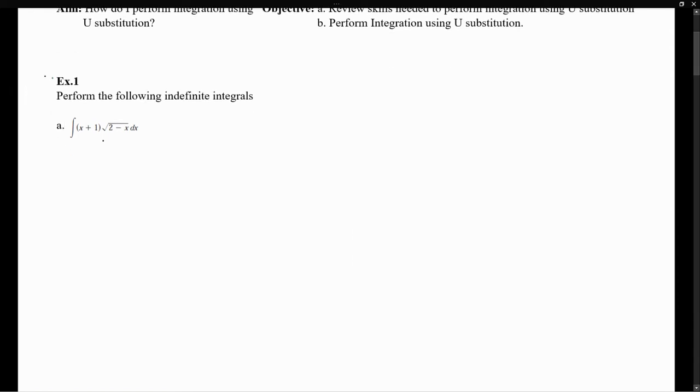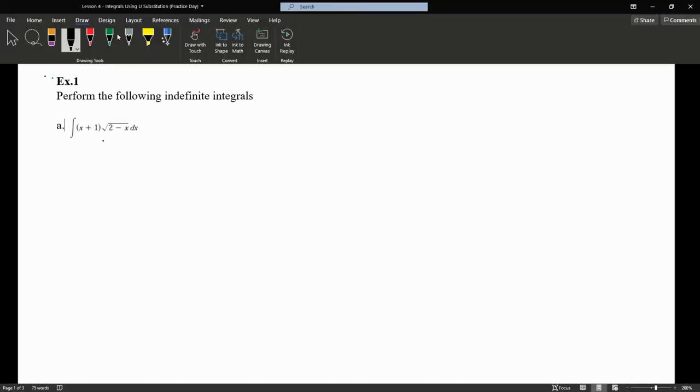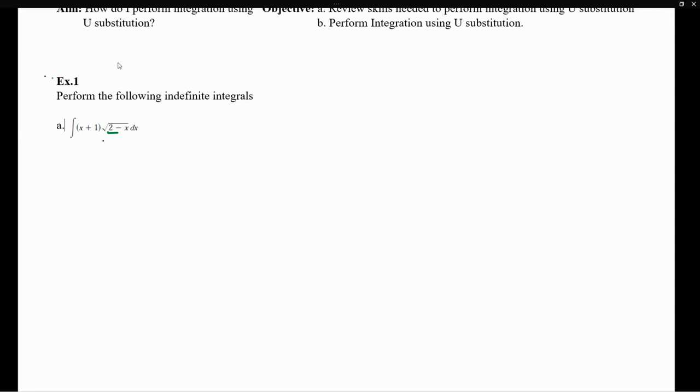Under example number one, what we want to do here is perform this indefinite integration. Now we want to use u substitution. And when you have an integration and there is some kind of a square root involved, most of the time we're just going to let the inside of the square root be equivalent to the variable u. So let's start with that. Let's let u equal 2 minus x.